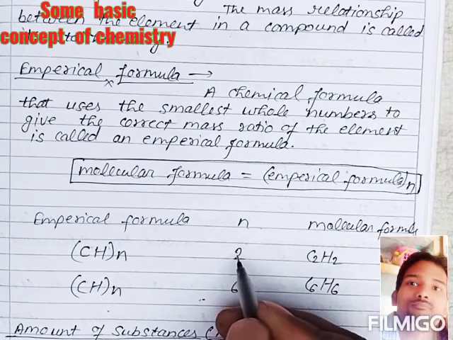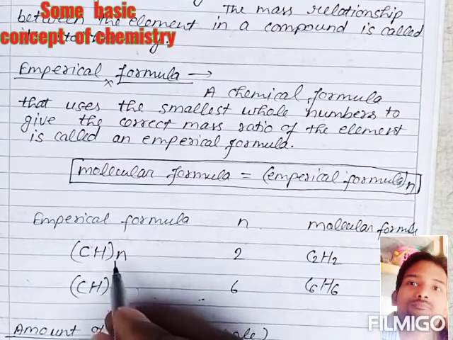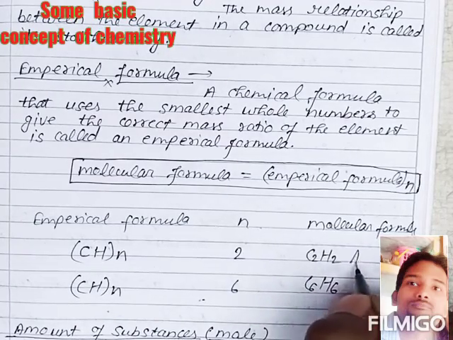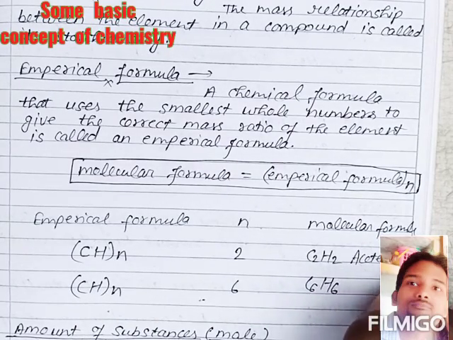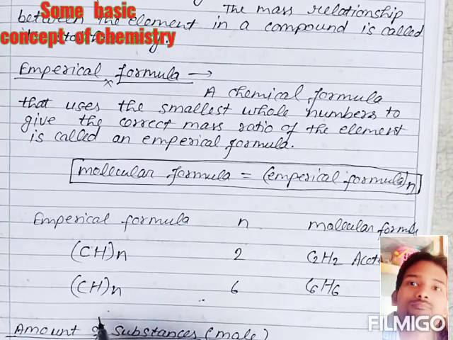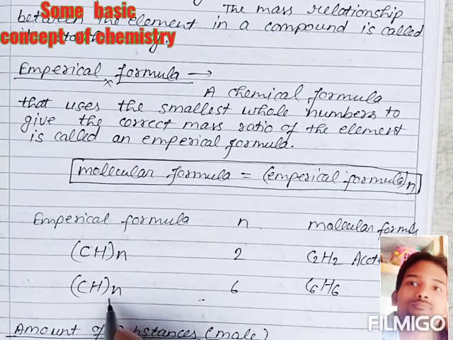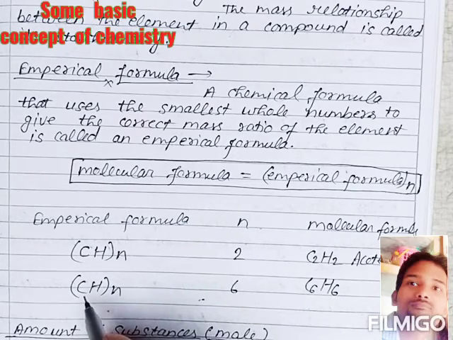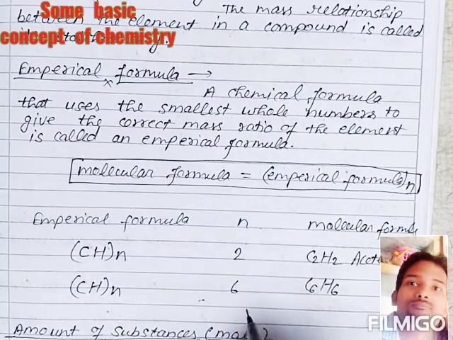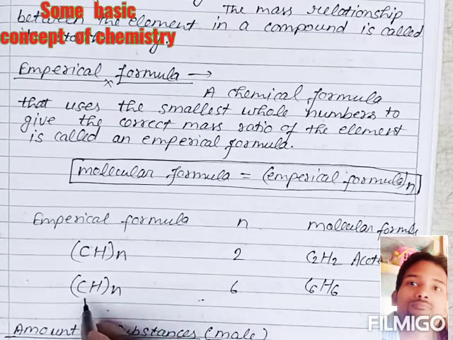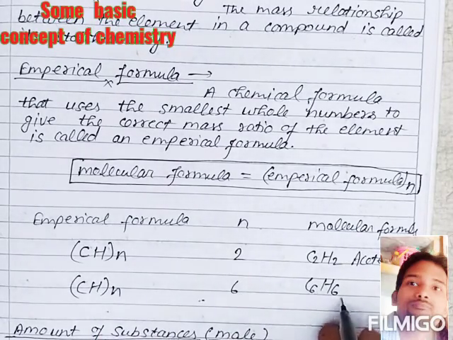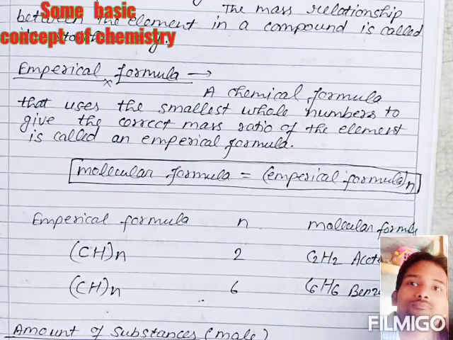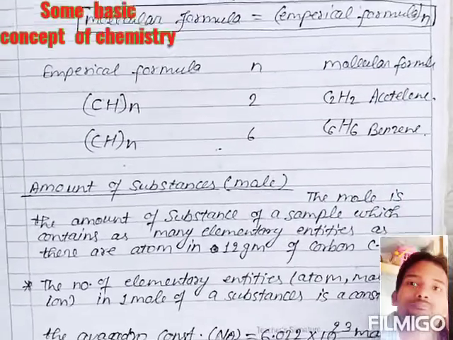So if you keep the value of 2 in CH, C2H2 is acetylene, or ethyne. And with the same empirical formula CH, which is the smallest unit, if you keep the value 6, you will get C6H6, that is benzene.